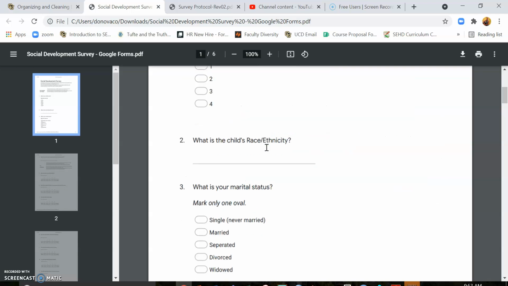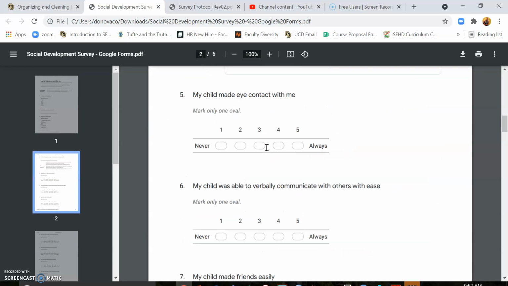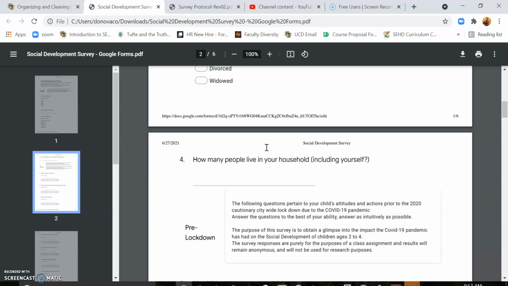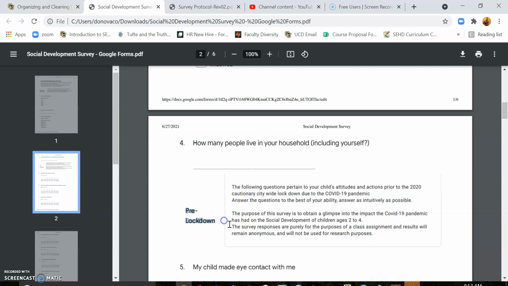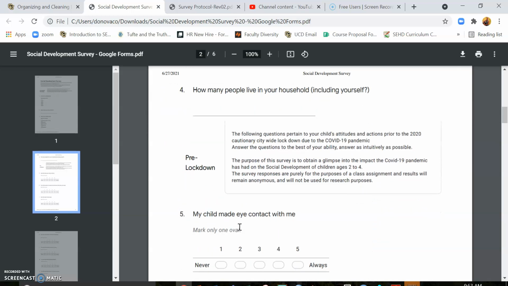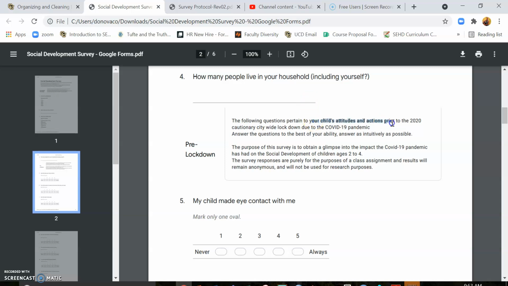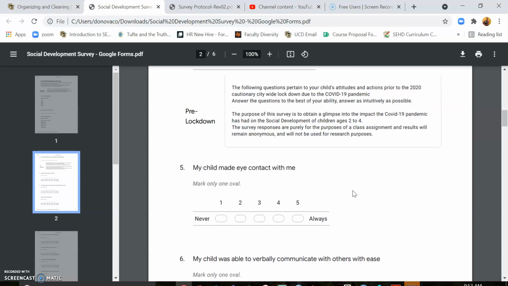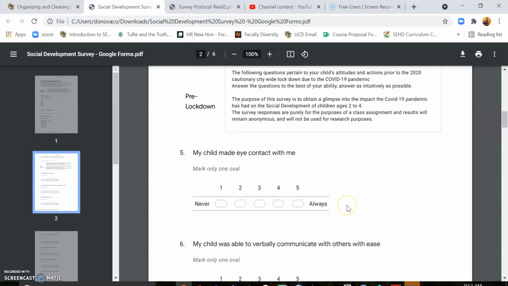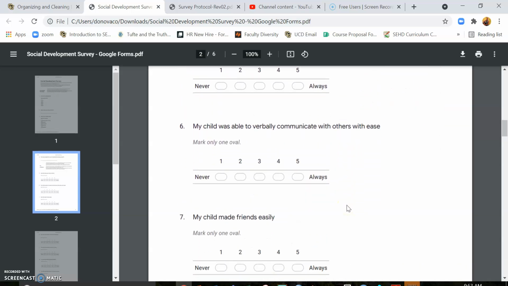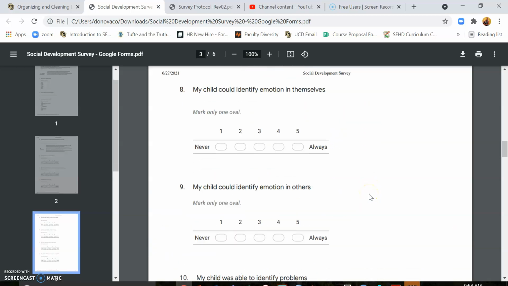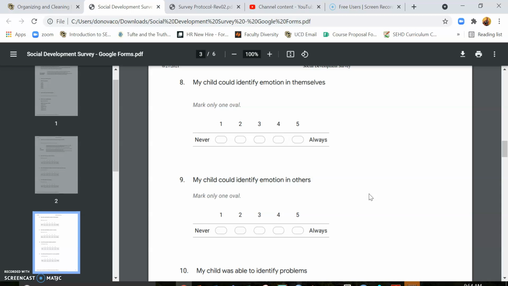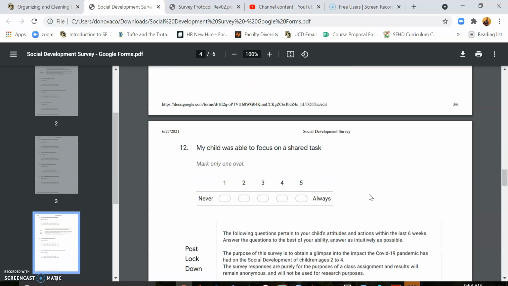Here's another example. So here we have, again, all the demographic information that are not going to be included. Then we have pre-lockdown, so pre-COVID, what's happening with your child's attitudes. It's kind of what we're trying to see. So we say, child makes contact with me, never always, communicates with ease, never always, never always. So all of these are on the same scale. We can put them all together and test them.